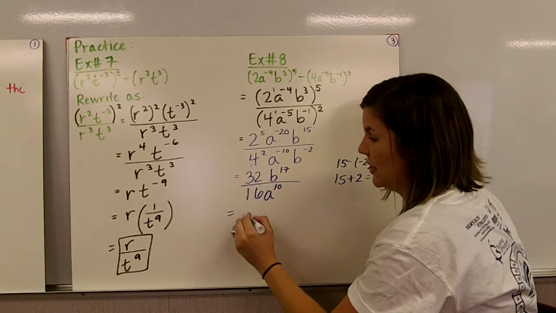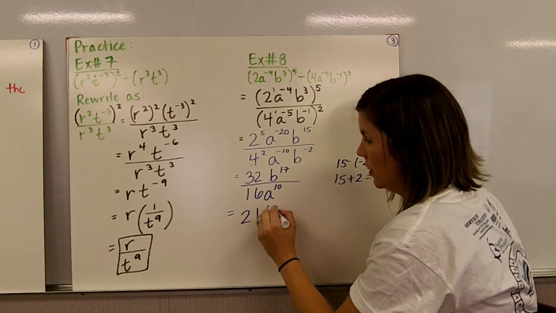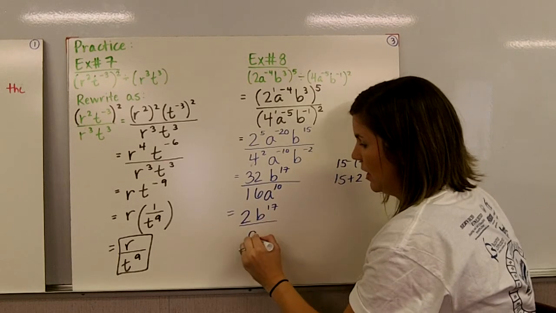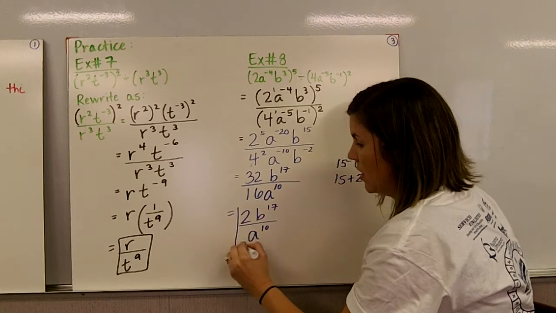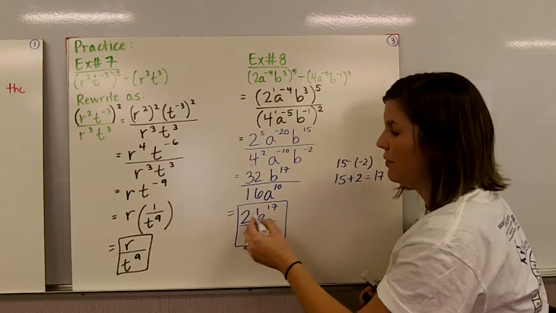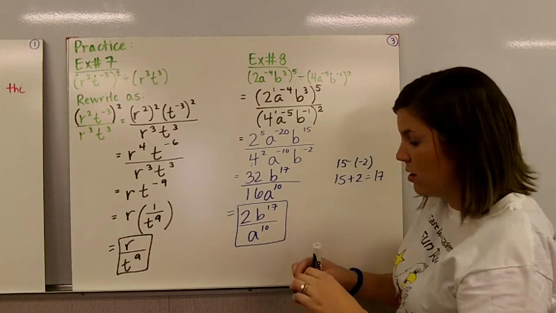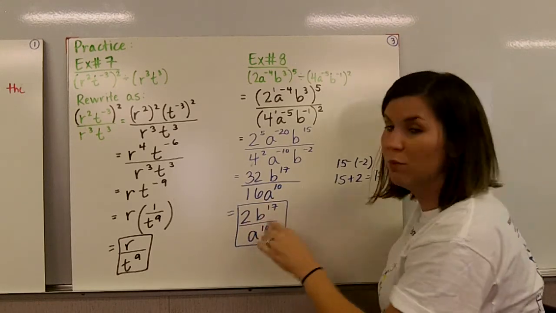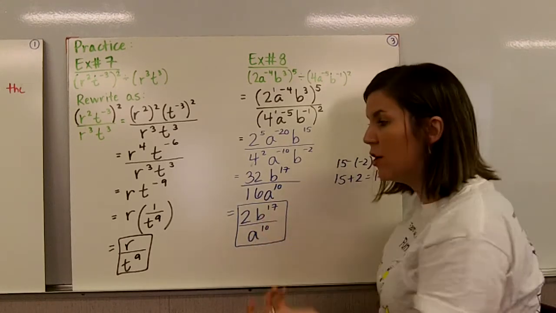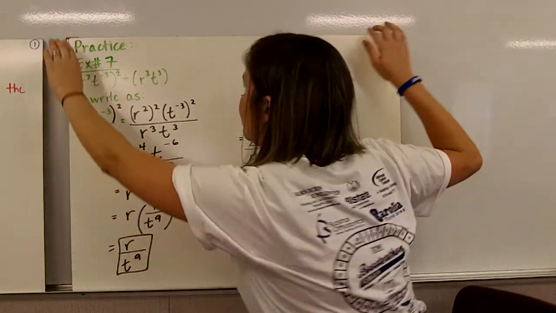32 divided by 16 is 2. B to the 17th, A to the 10th. Now in your final answer, you're not going to have A's and B's written more than once. You're just going to have each variable represented one time.